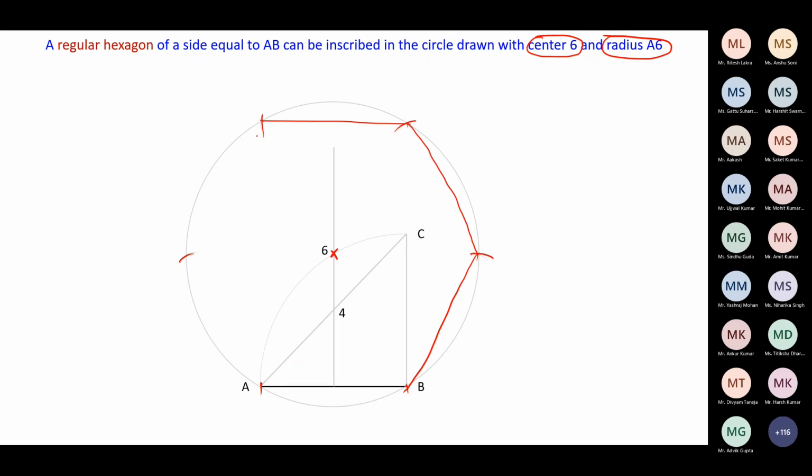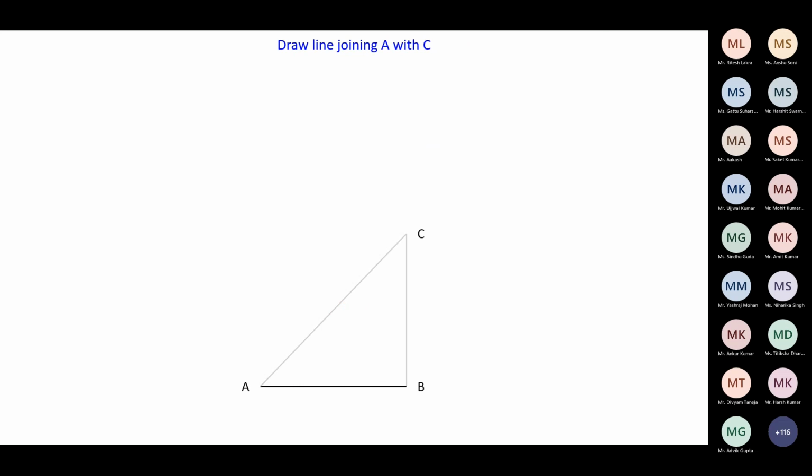Sir, can you explain how did we get 6? How did we get 6? Yes, sir. Okay. Did you get the first part? Sir, I got the first part. I didn't get how we got 6.